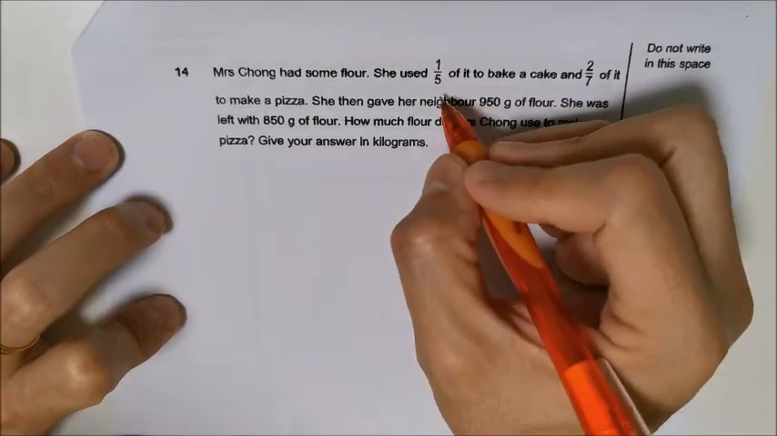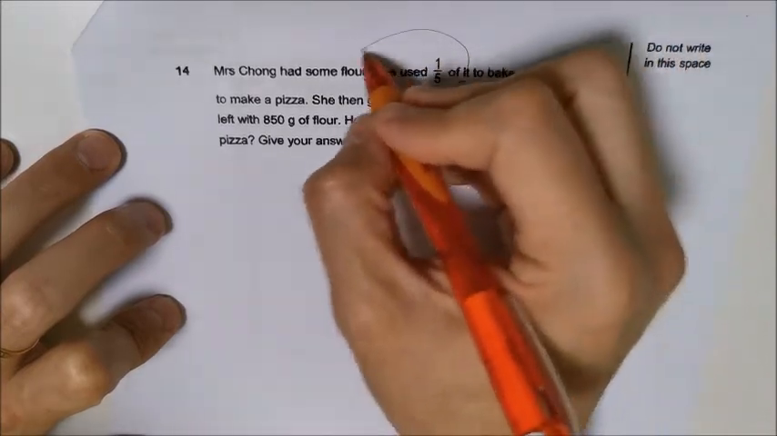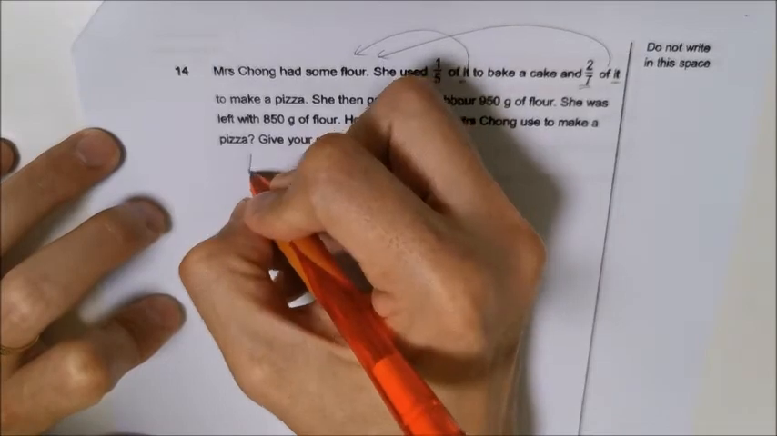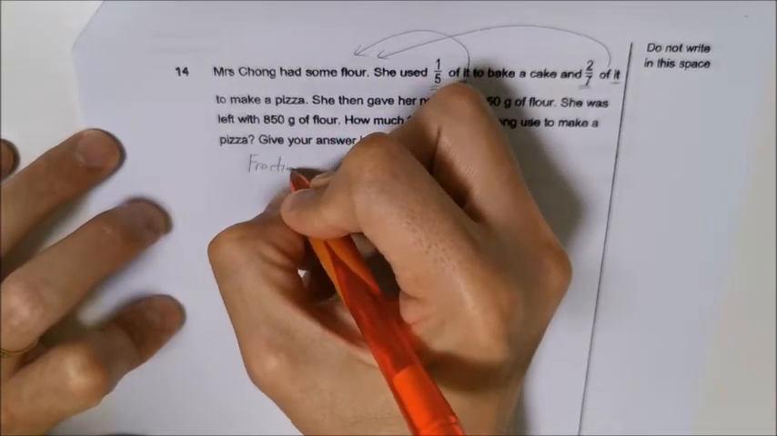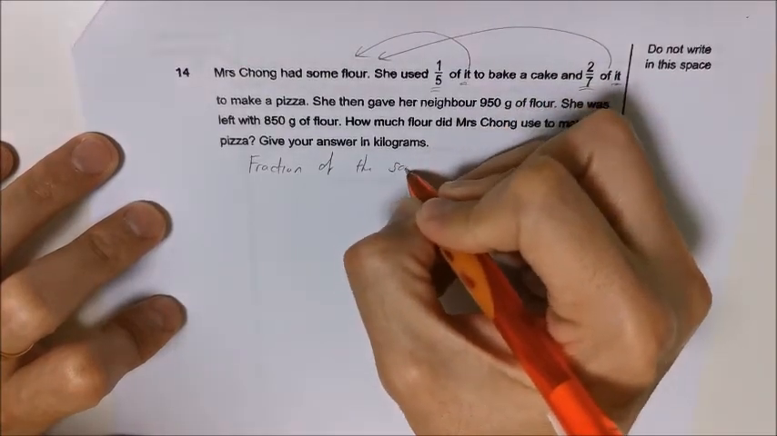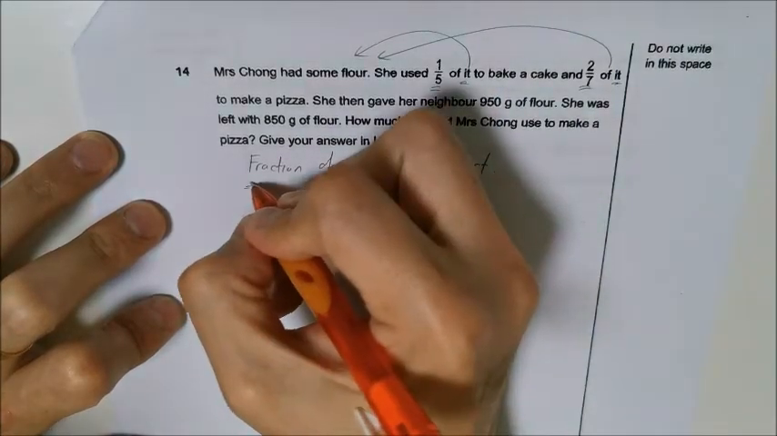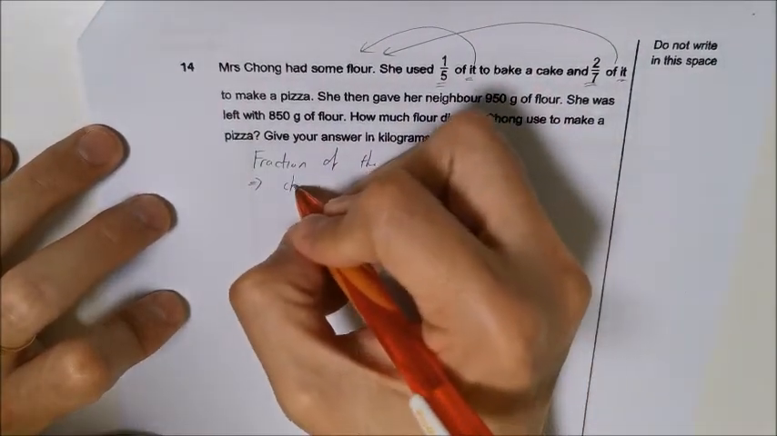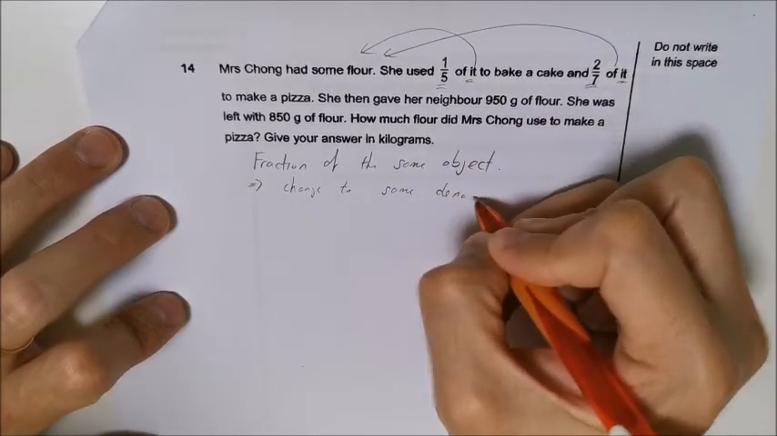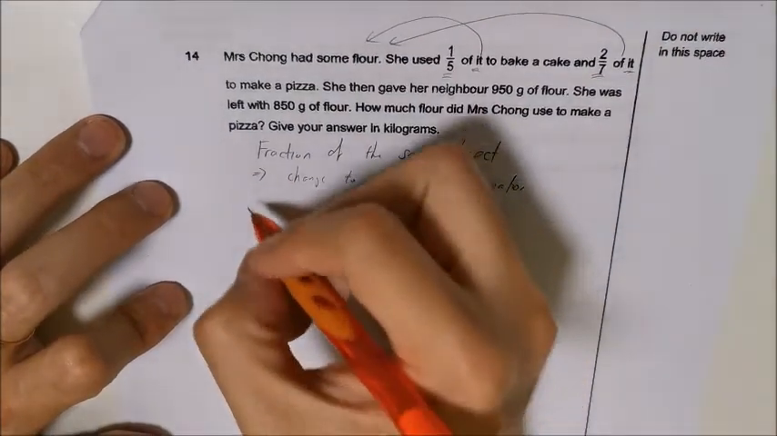Alright guys, can you see that this is a fraction of something and this is a fraction of the same object, because it refers to the total amount of flour that Mrs. Chong has. So guys, this is a question that belongs to this category, fraction of the same object. For fraction of the same object, there's one simple way to solve it. Change to the same denominator.